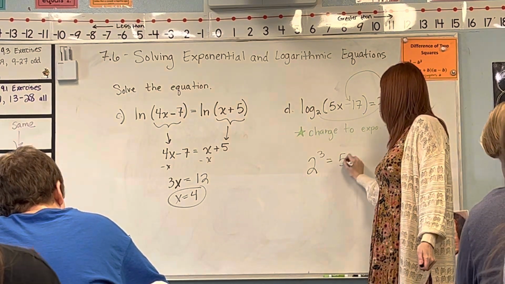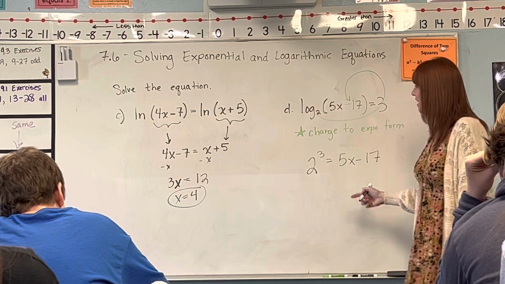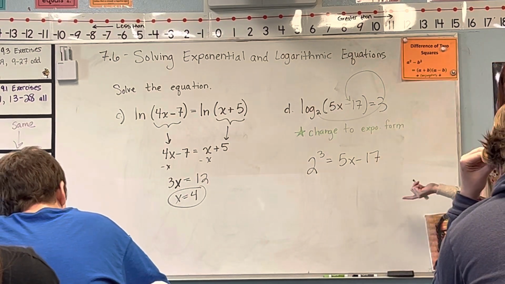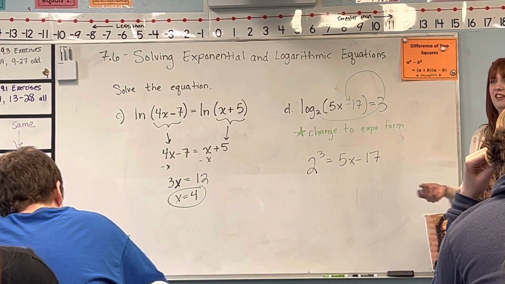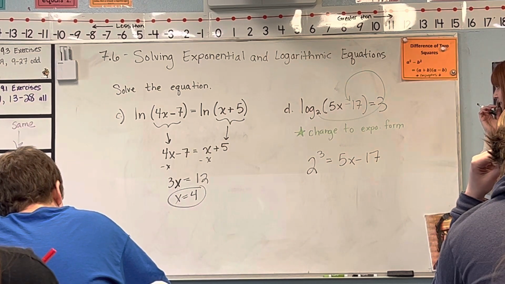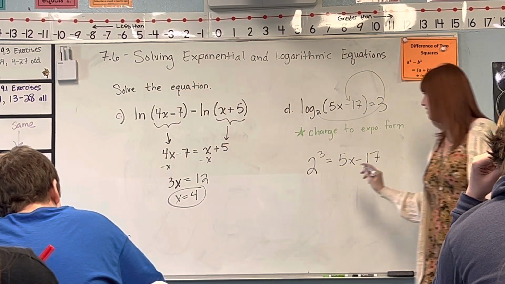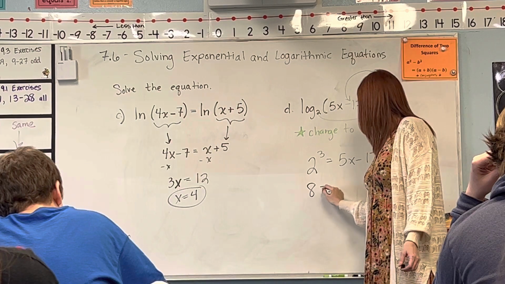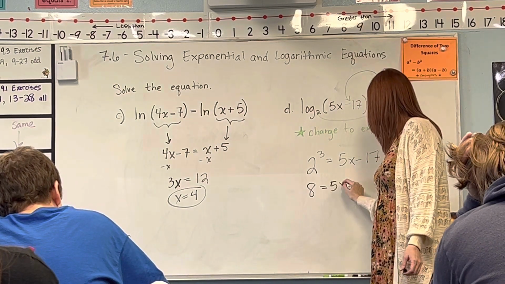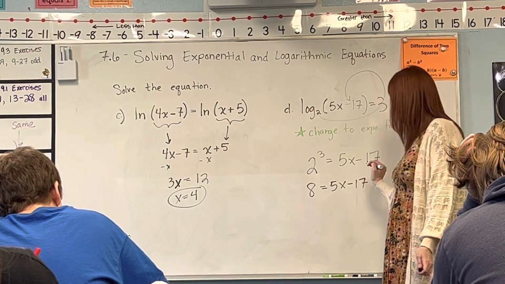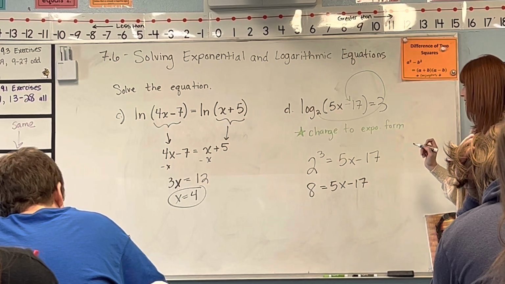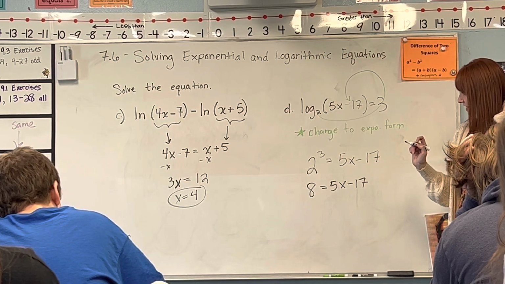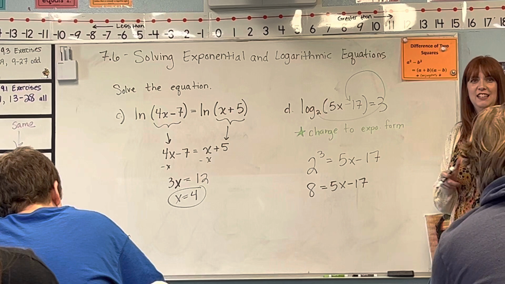Equals 5x minus 17. And now, again, it's just a little baby equation. 8 equals 5x minus 17. It's a baby equation regardless. But can you get to 9? X equals 5. What is 8? 25 minus 17.